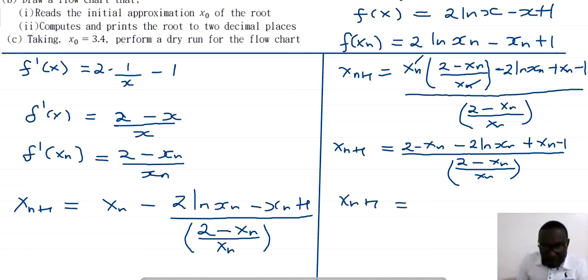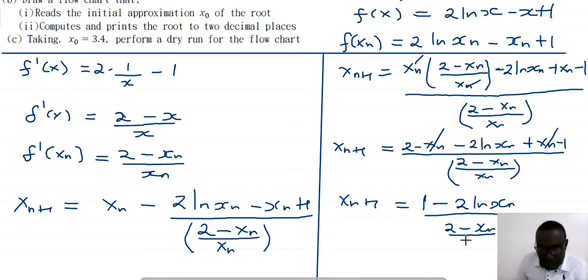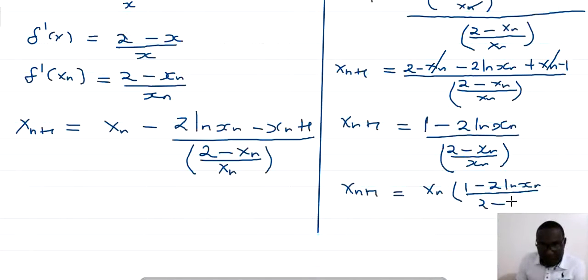xn plus 1 is now going to be equal to, let's call it like terms, this and that will vanish, this and that will reduce, and we shall have 1 minus 2 ln xn, everything divided by 2 minus xn all over xn. So this xn is going to go up, and we shall have xn plus 1 being equal to xn into bracket 1 minus 2 ln xn divided by 2 minus xn.